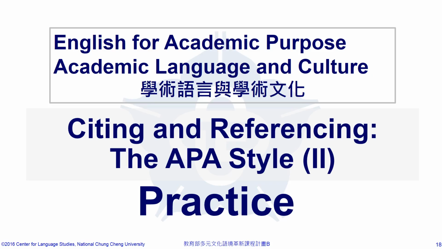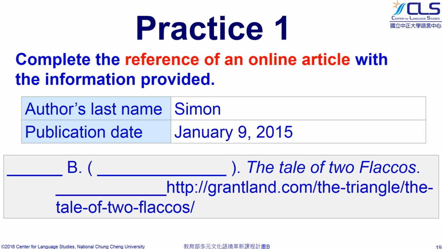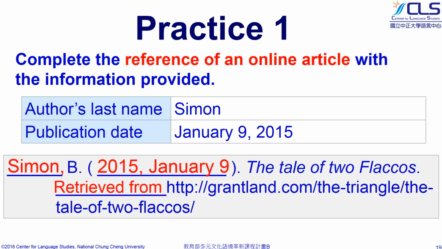Now let's practice what we have learned. For practice 1, complete the reference of an online article with the information provided. To complete, we need the author's last name with the comma, followed by the year, month, date in the parentheses, and the phrase retrieved from before the retrieval information.